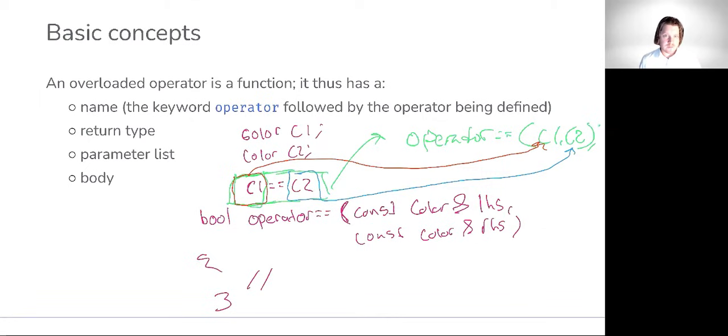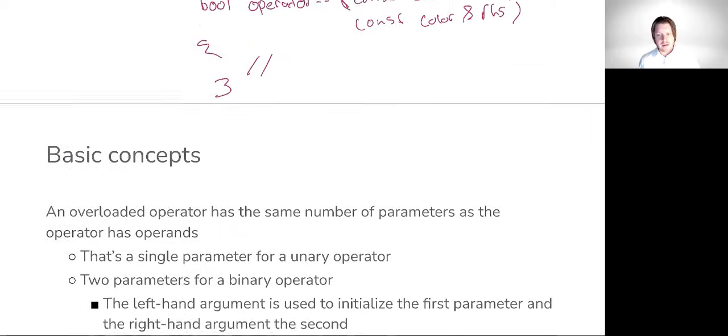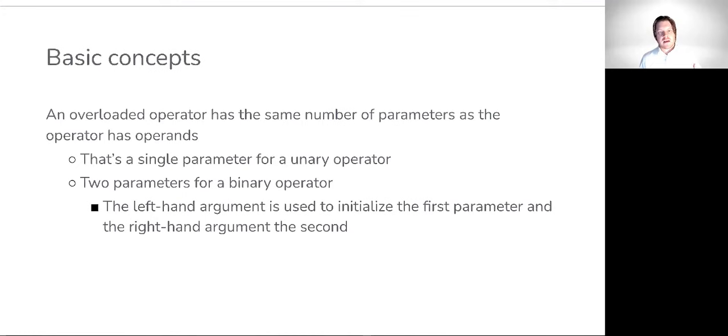We'll get into this a bit more later, and I believe I have an example on a symmetrical operator that's being overloaded, and we'll get into a bit more of a discussion then. But right now, let's just continue going through this. As one might suspect, an overloaded operator is going to have the same number of parameters as the operator has operands. That's going to be a single parameter for a unary operator, like defining what it means to write a negative color. And then we'll have two parameters for a binary operator. As shown on the previous slide, the left-hand argument would be used to initialize the first parameter, the right-hand argument the second.